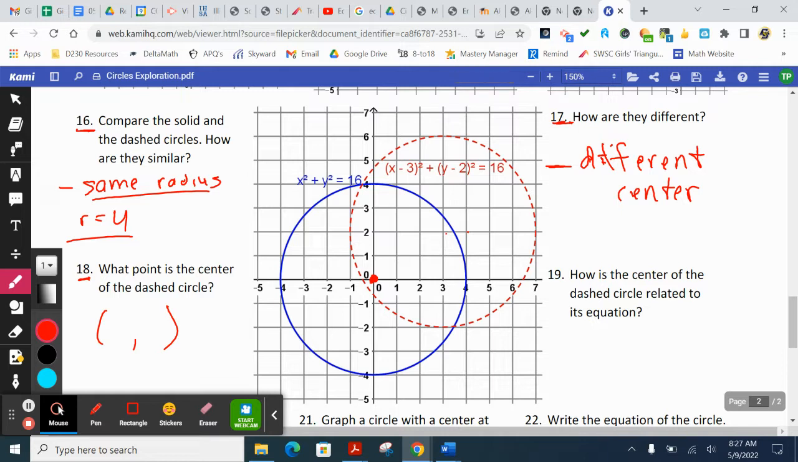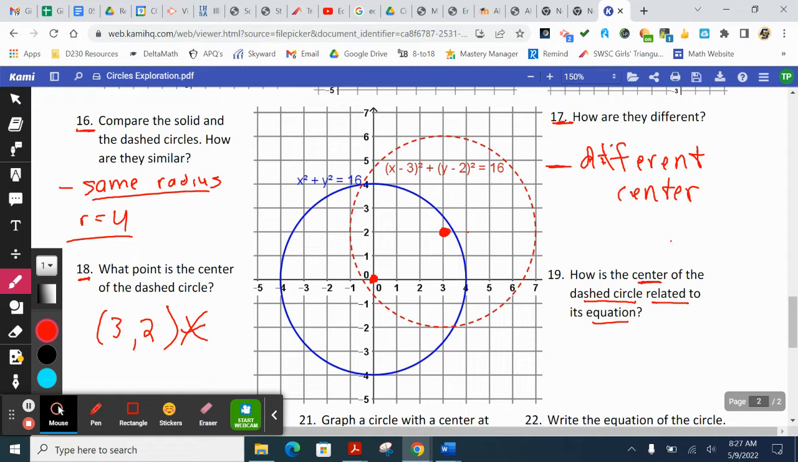All right. And Armando, what did you say the center of that was? Good. So here's the point 3, comma 2. So that is the center of this. So now here's what we want to eventually be able to do. How is the center of the dashed circle, so this guy right here, related to its equation?